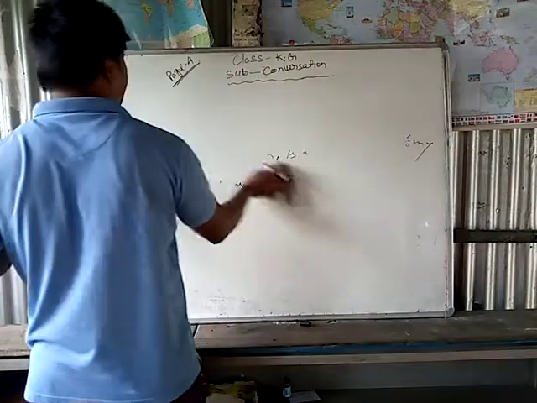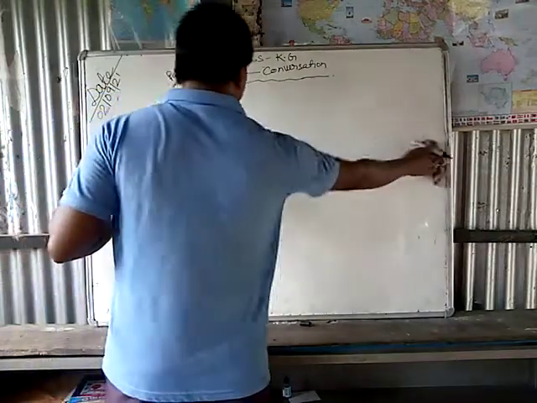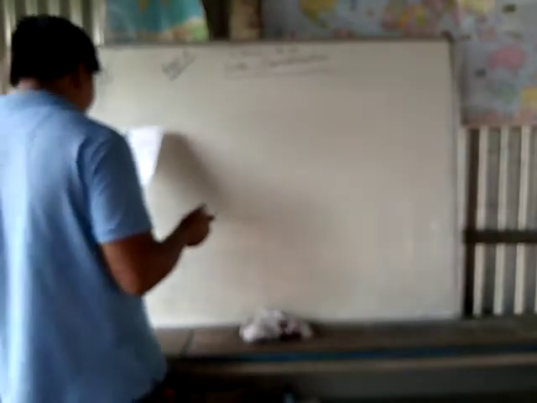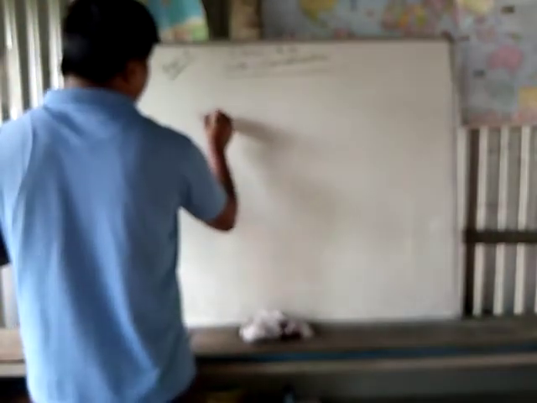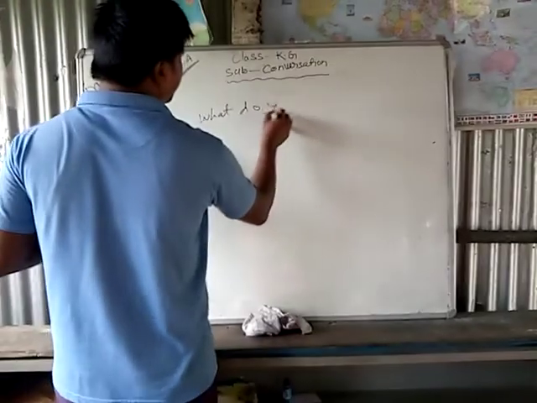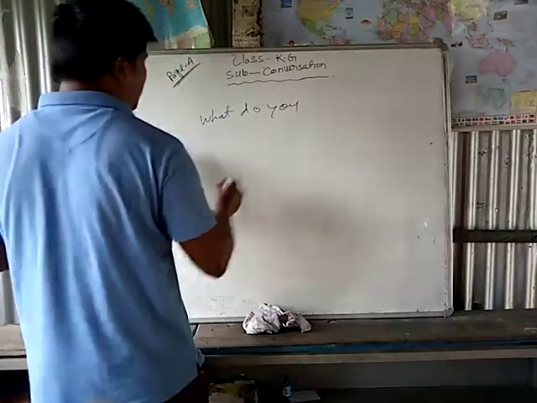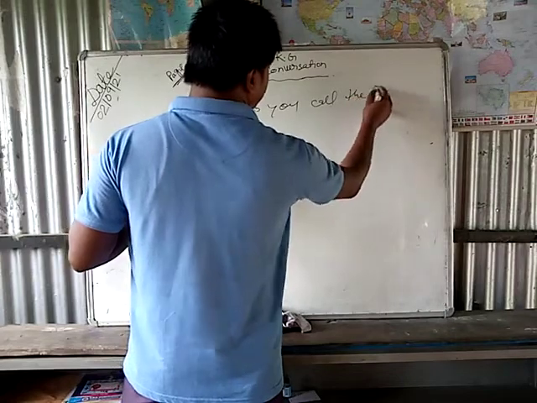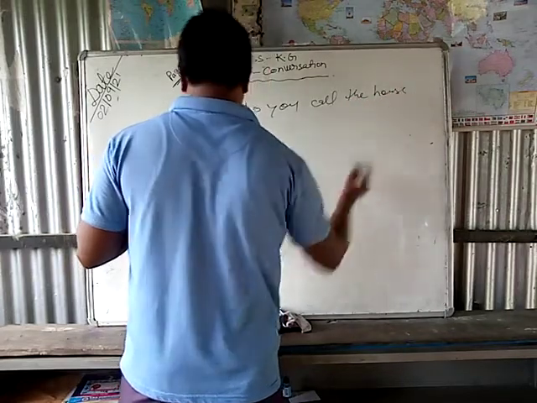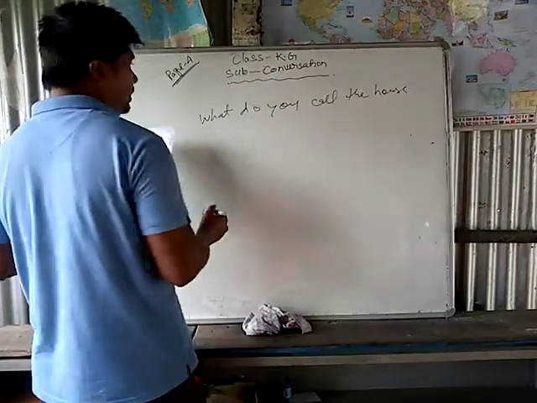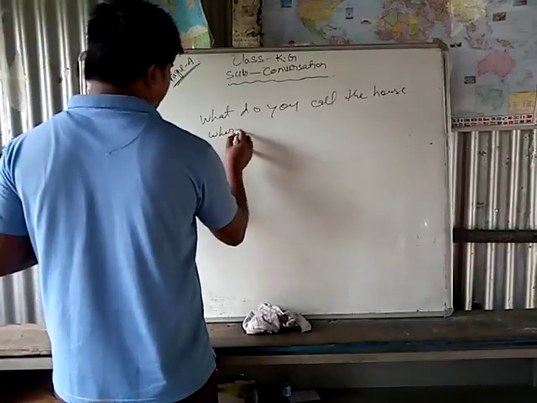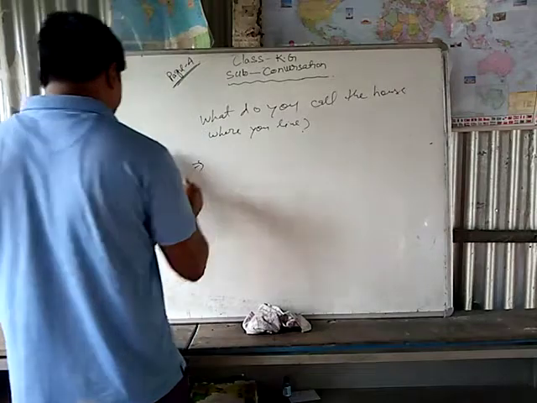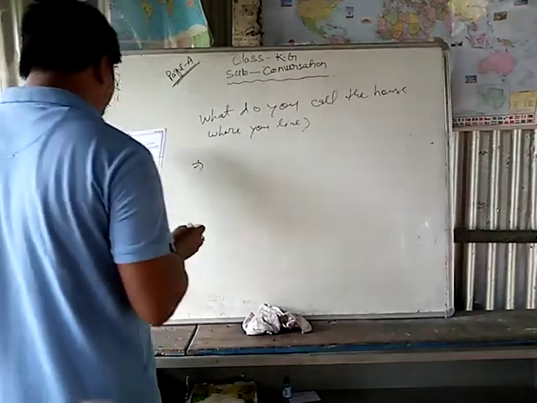Next is the last question for today. What is the last question? What do you call the house where you live? What do you call the house where you live? So what is the answer? The house where you live is called a home.